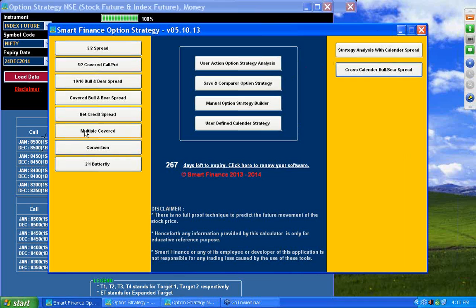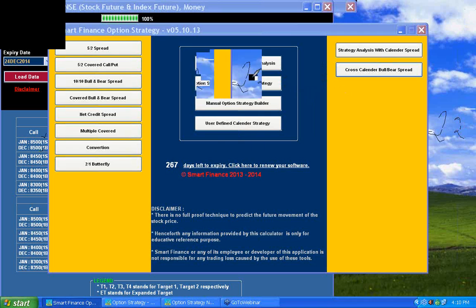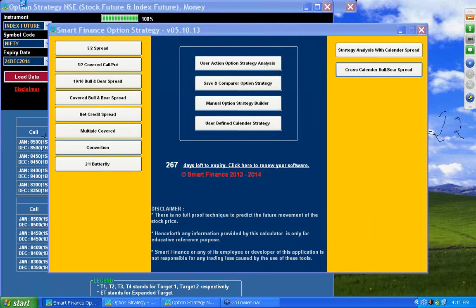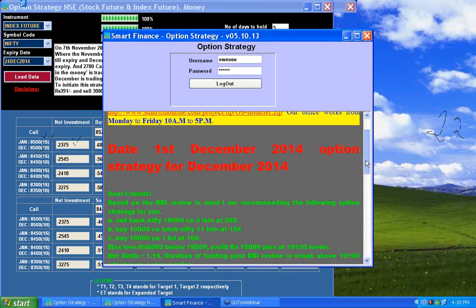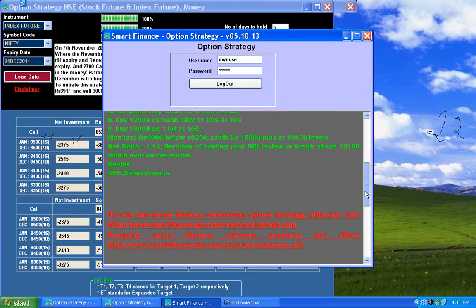So broadly it has 22 option strategies which are authored by me, and it has user action strategies where you can initiate a strategy of your own using this particular tool. So this is all about the strategy formation tool, and also you are going to get some of the strategies which I used to flag in this particular software.